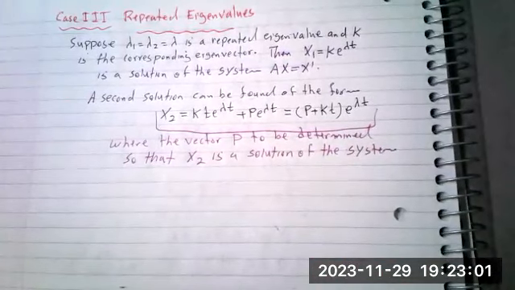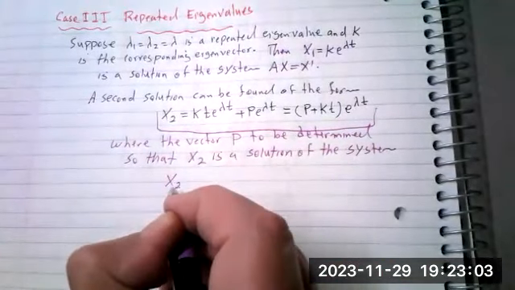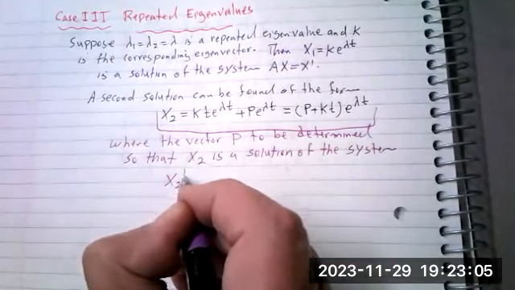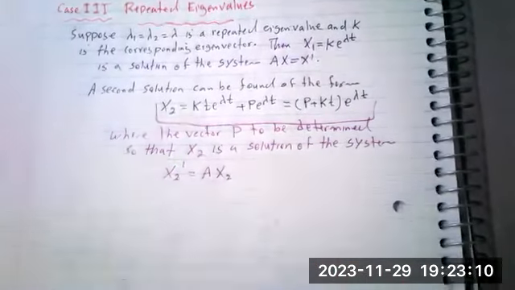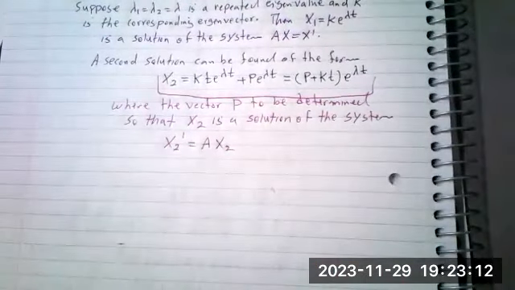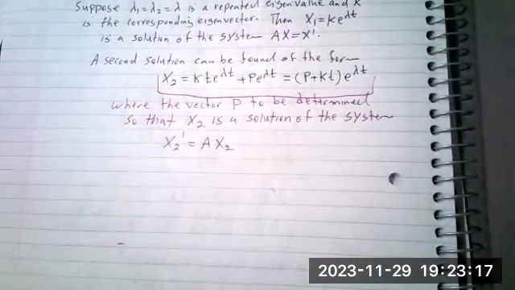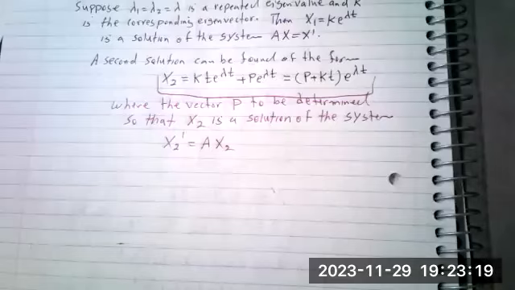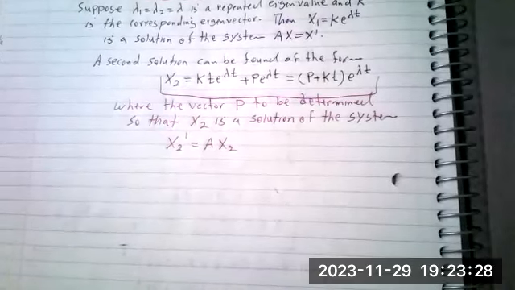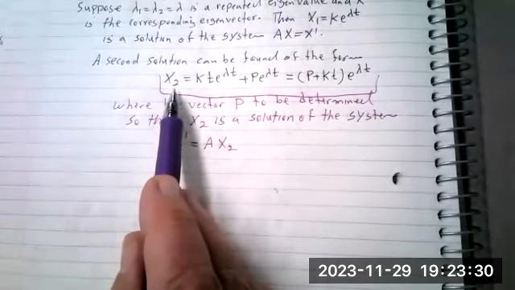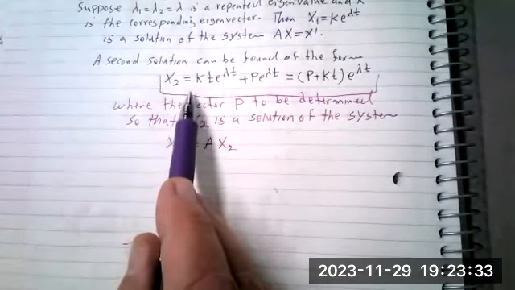So what does it mean? This means x2 prime must be equal to A times x2. Remember, x is a solution if it satisfies the equation. So we assume that this is the solution, and if it's a solution, it must satisfy the equation. So let's find the derivative of x2. This is x2. Differentiate it.